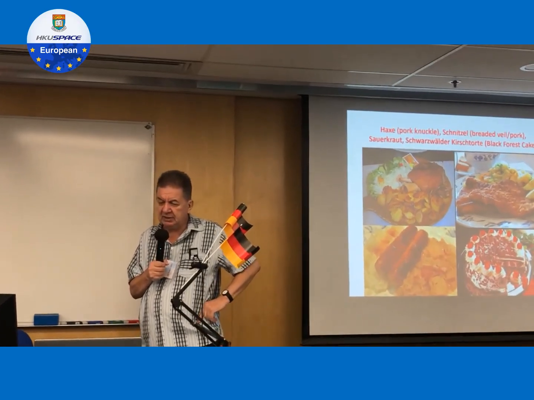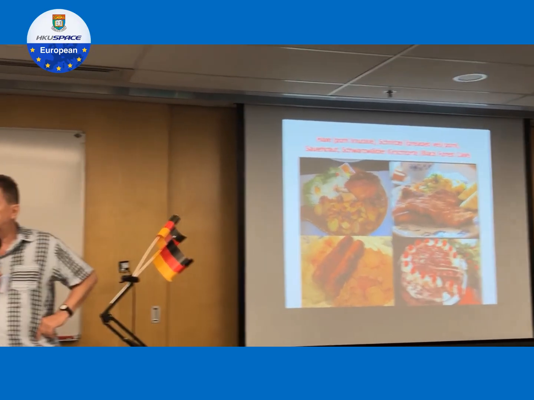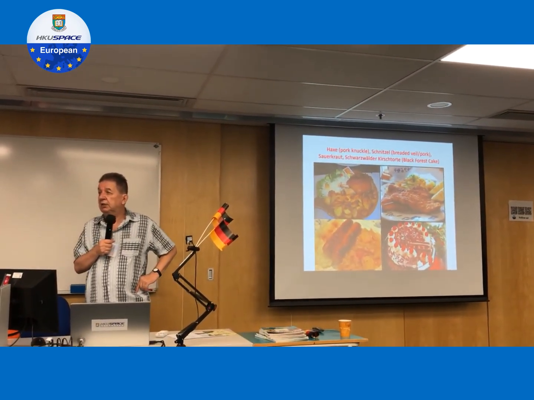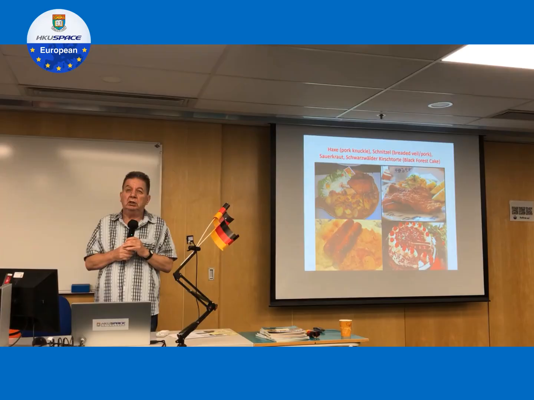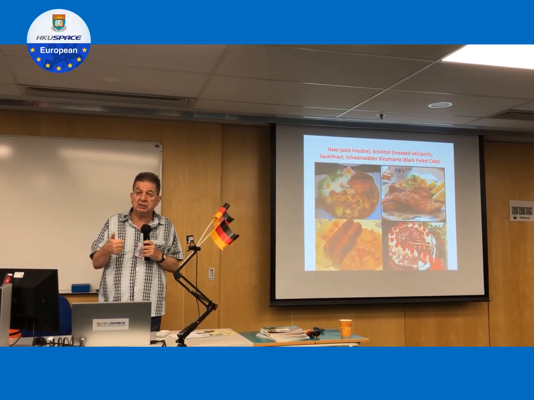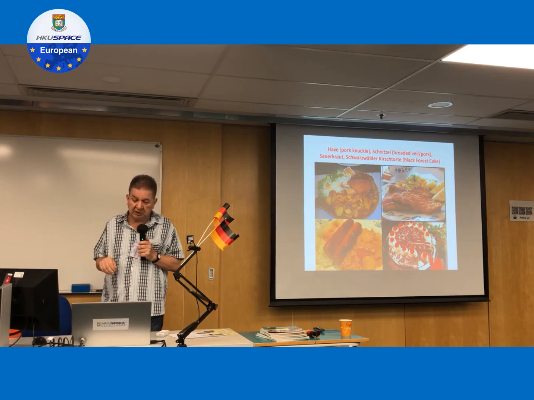Okay, the other one is Schnitzel. Schnitzel is breaded veal. Veal is the meat of a young cow. Breaded veal or pork. Breaded veal, of course, is more expensive. In Vienna, you get the veal, very expensive, but pork also tastes good.